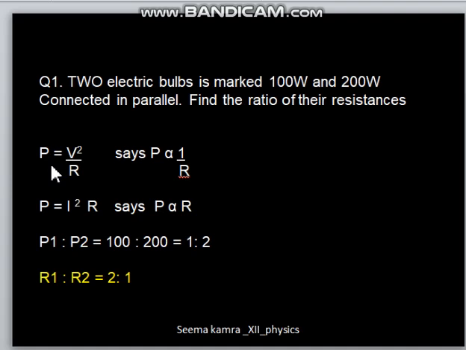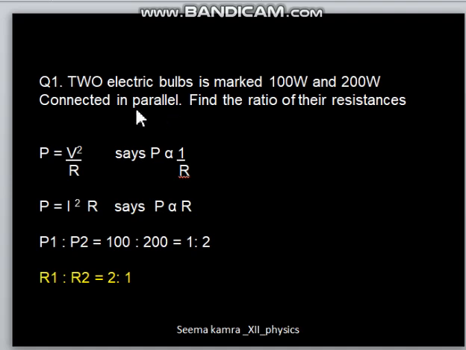Okay. Now the power formulas are two. P equal to V square by R. This says P is inversely proportional to R. And P equal to I square R, the second formula. This says P is directly proportional to R. So which formula do we have to apply? It will depend upon what is constant.